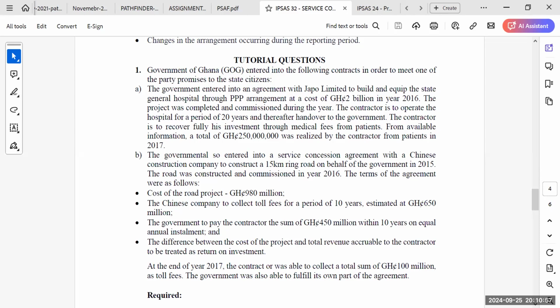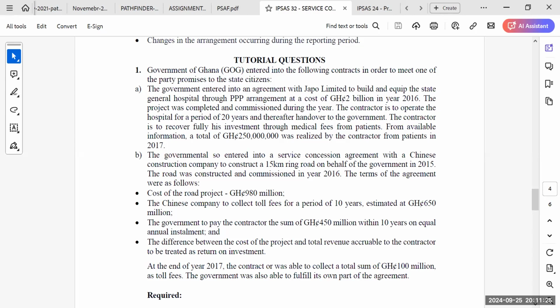Okay. What are we going to be having? What will be the concession asset? The concession asset will be 980. What will happen? Concession liability at that date will also be what? 980. Okay. That will be 980. But the concession liability should not be 980. The total should not be 980.